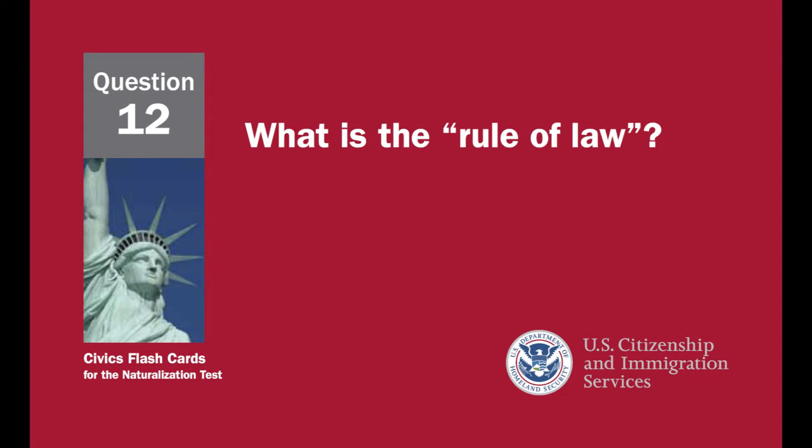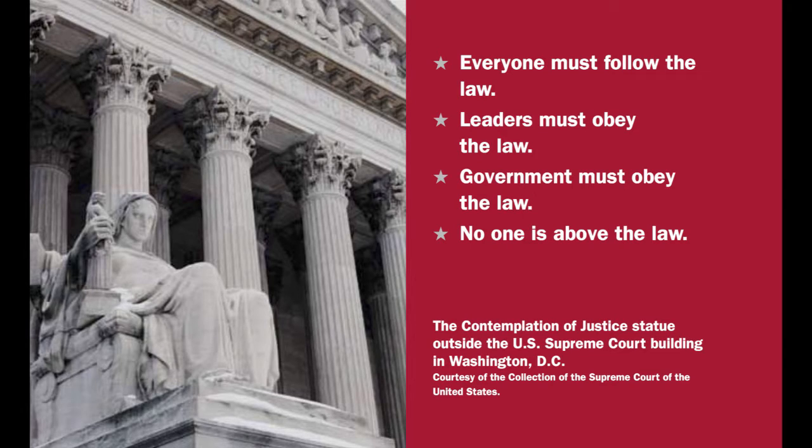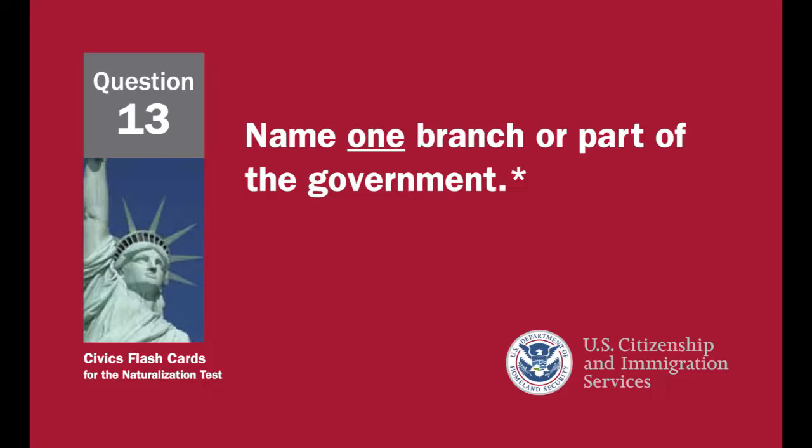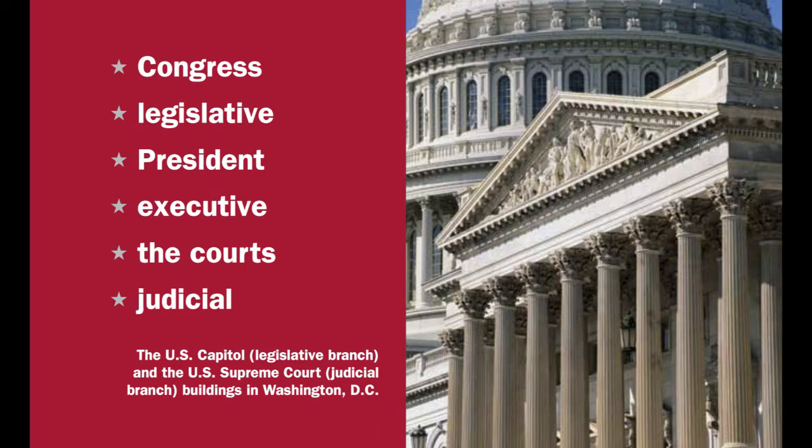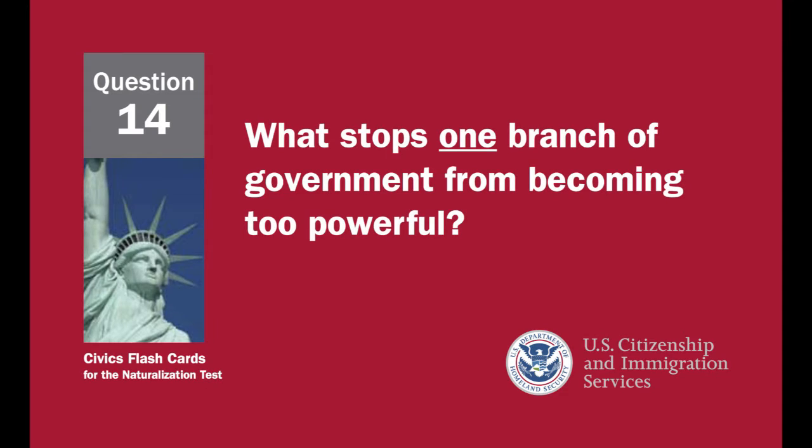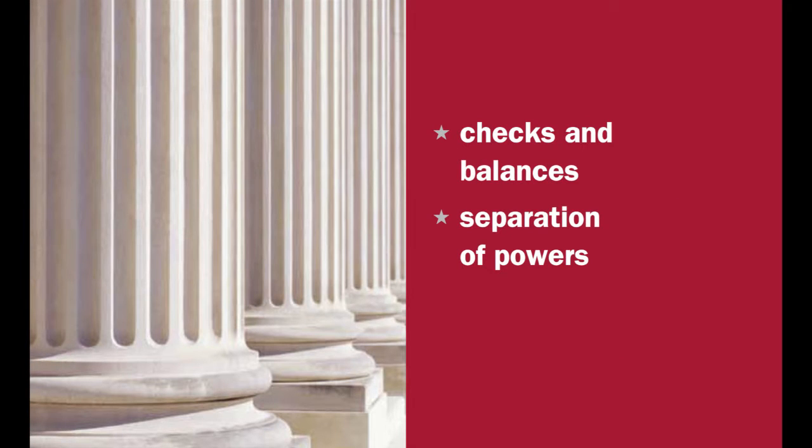What is the rule of law? Everyone must follow the law. Leaders must obey the law. Government must obey the law. No one is above the law. Name one branch or part of the government. Congress, legislative, president, executive, the courts, judicial. What stops one branch of government from becoming too powerful? Checks and balances, separation of powers.